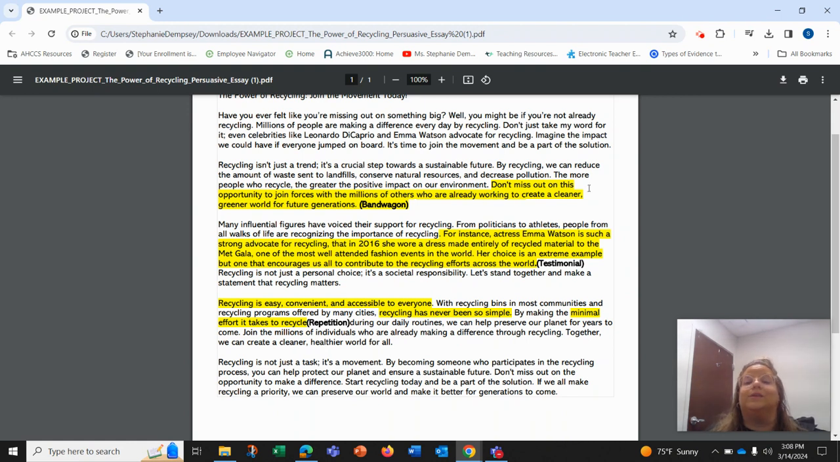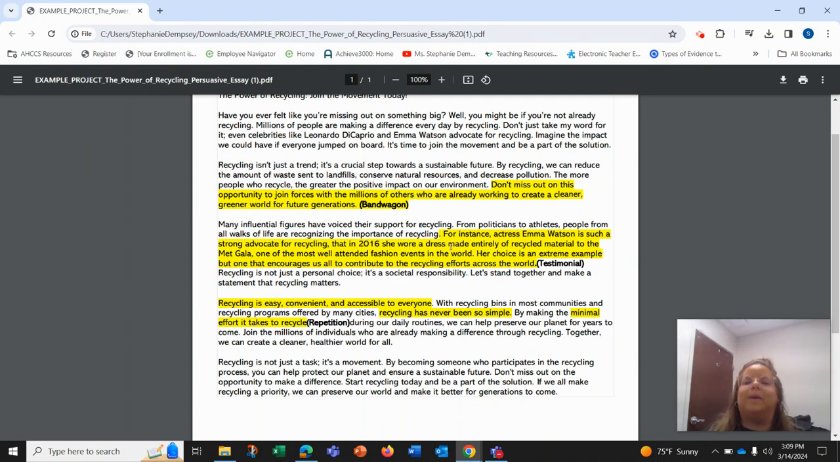So within my writing, I highlighted and then put the technique being used in parentheses. So this sentence says, don't miss out on this opportunity to join forces with the millions of others who are already working to create a cleaner, greener world for future generations. That is a technique called bandwagon. So I highlighted that entire sentence, and then afterward I put in parentheses that it is bandwagon to let my teacher know that I am using that technique.